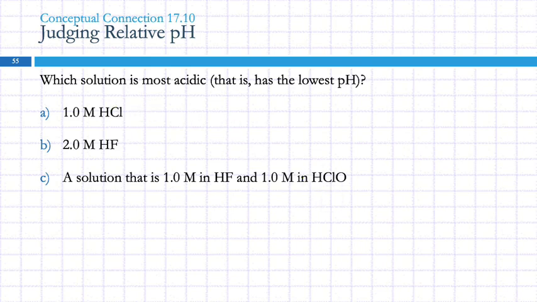So here we have, this is 2 molar in a weak acid. This is 2 molar in combined weak acids, and this is 1 molar in a strong acid. Which one's going to be more acidic? The strong acid. Because when those weak acids ionize, they only ionize a little bit. So the fact that the concentration is twice as big doesn't matter.